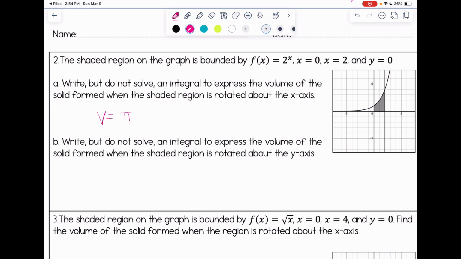So volume is equal to pi. The definite integral is going to go from 0 to 2, right? We need x values as the bounds. Then it's going to be the upper function minus the lower function, which happens to be 0 in this case, squared dx. So again, that's basically finding the area of each of those disks. Remember, our area of a circle is pi r squared. That's essentially what we're doing here. Pi times the radius squared.